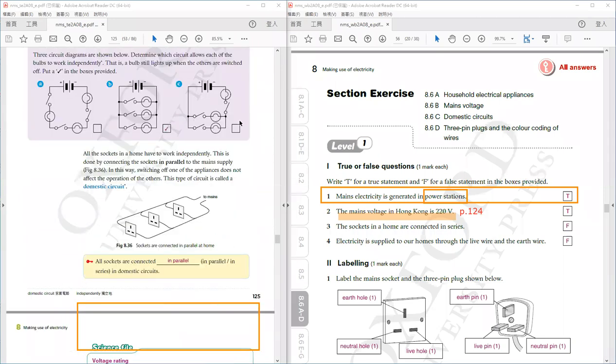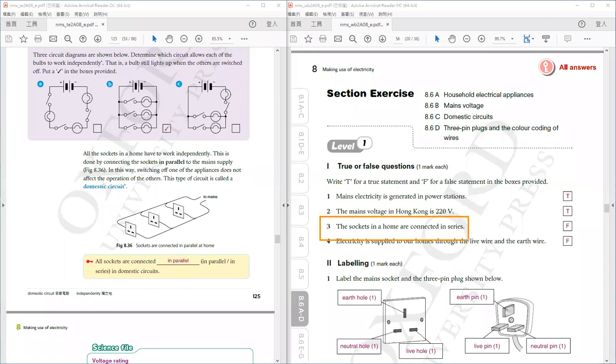So question 3. The sockets in the home are connected in series. Okay, you can see. Question 3. Socket at home. We connect it like B. As you learned in lesson, we call this in parallel. Connected in parallel. That means there are multiple branches. Like branch 1, current can pass through branch 1, branch 2, and branch 3. You remember these?